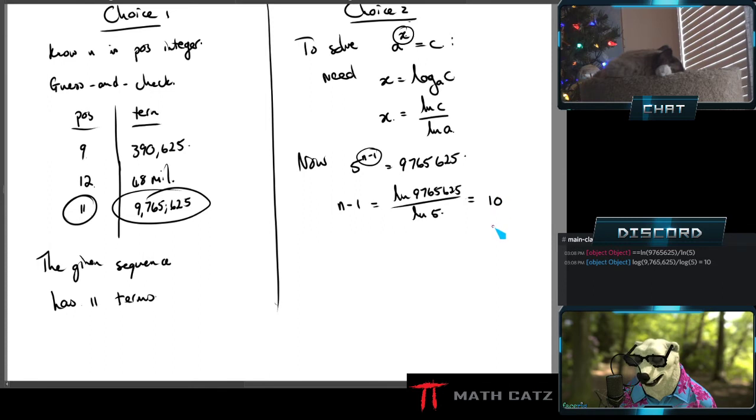MathBot says 10. Remember, because we still have n minus 1 is equal to 10, so I have to add 1 on both sides to get n as 11, which we know is correct. We found it here.